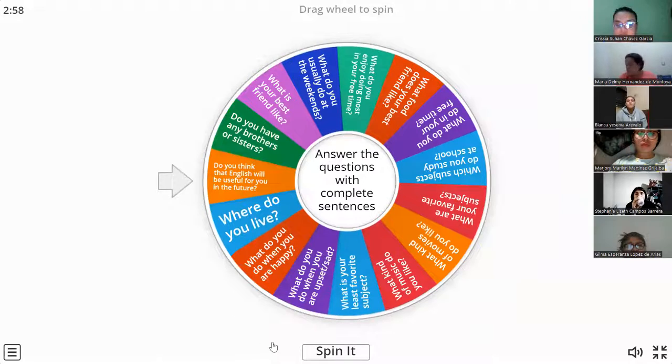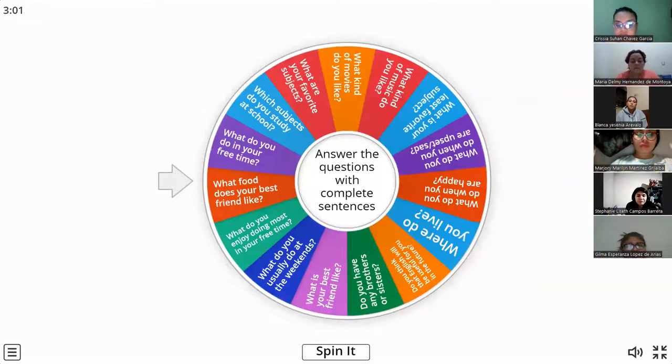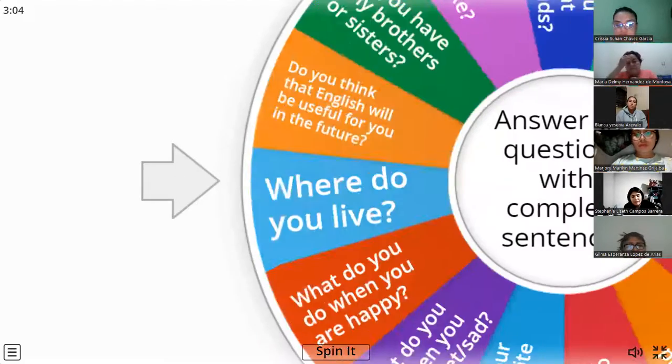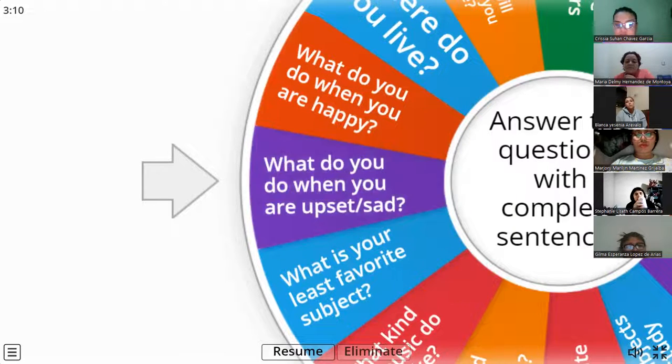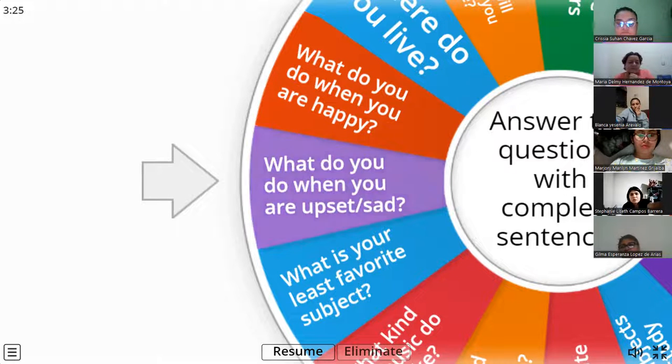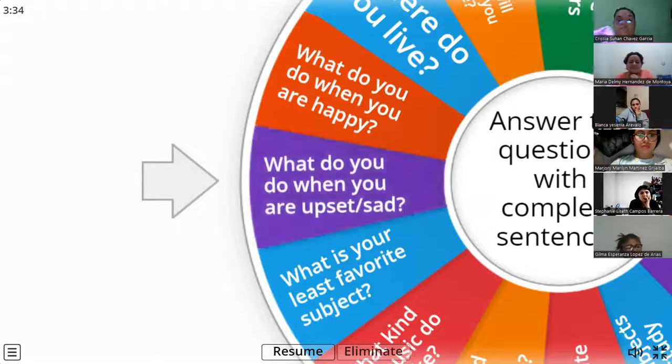Okay, María Delmi, you will be next. What do you do when you are upset or sad? When you are angry or when you are sad, okay? What do you do? Deep breathing. Deep breathing and exercise. You do exercise? Okay. Good. Yes, that is a good way to release the stress, right? Good.